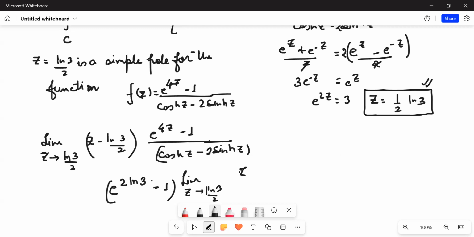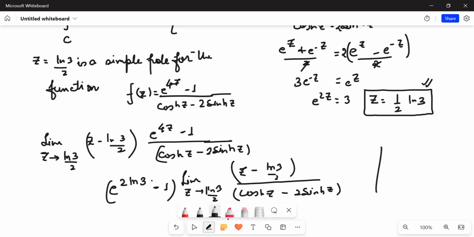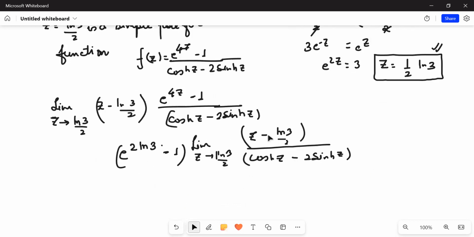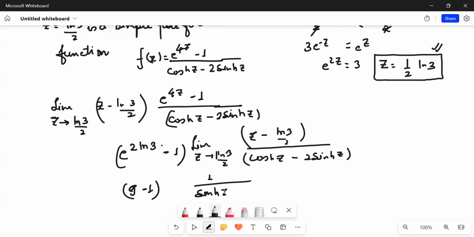If I use this, then here I can use L'Hospital, because this will yield me 0 by 0 form. Why? Because after all, z equals ln 3 by 2 came only after we equated this to 0. So basically I'm going to use the L'Hospital rule in order to evaluate this limit. So I'll get e raised to power 2, so this is 9 minus 1 times this. If I differentiate above, this is 1. And if I differentiate below, I'll get sine hyperbolic z minus 2, and the derivative of sine hyperbolic z is simply cos hyperbolic z.